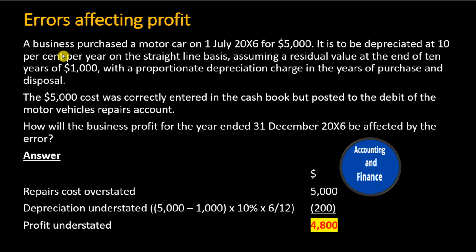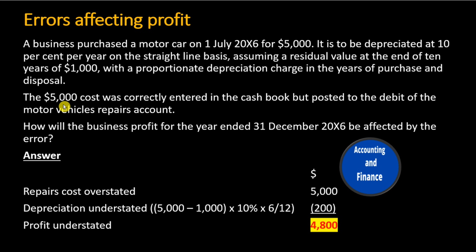Errors affecting profit. A business purchased a motor car on 1 July 20x6 for $5,000. It is to be depreciated at 10% per year on a straight-line basis, assuming a residual value at the end of 10 years of $1,000, with a proportionate depreciation charge in the years of purchase and disposal.